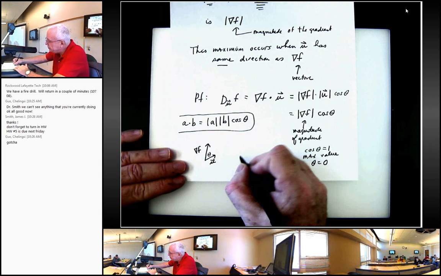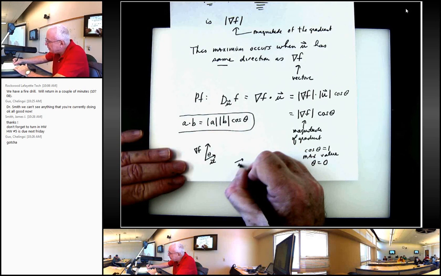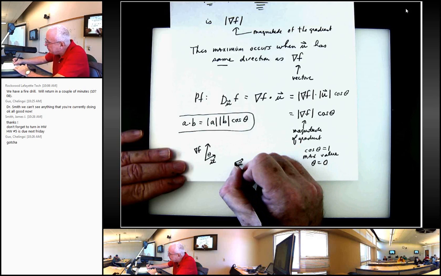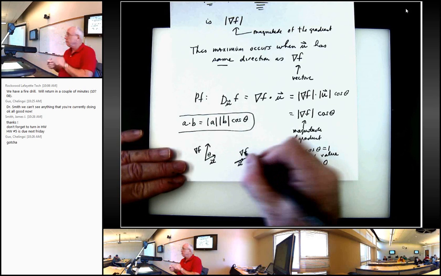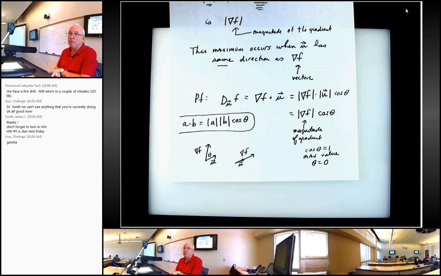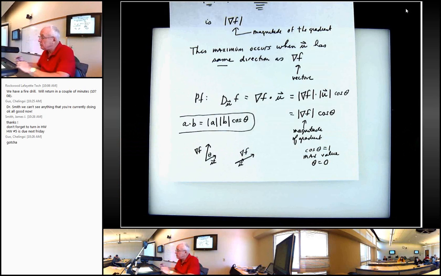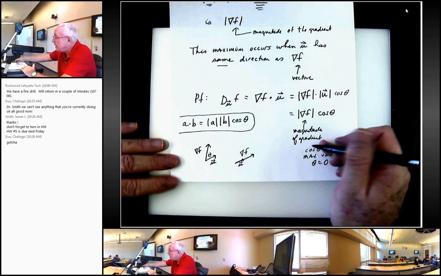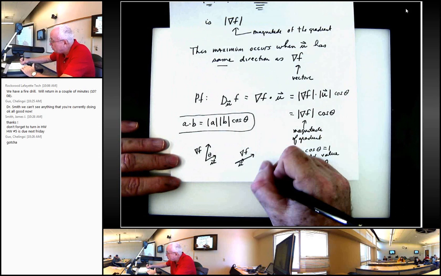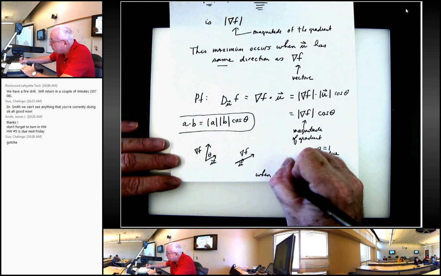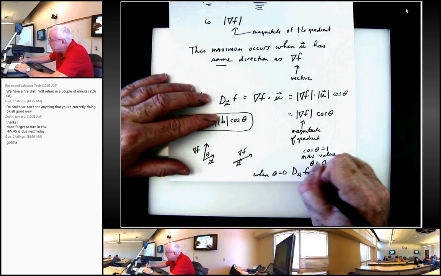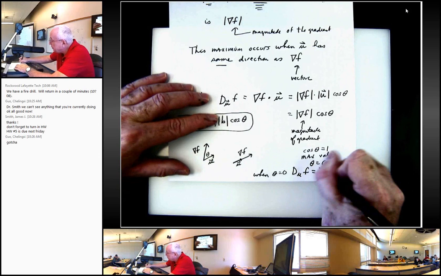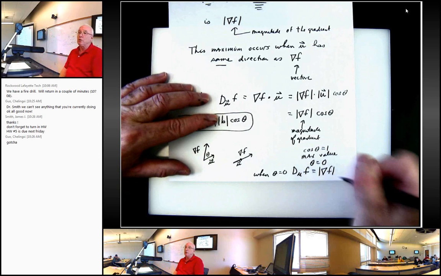which means that these two vectors, our unit vector is going to be right there on the same direction as our gradient. So therefore, the gradient is going to give us our biggest direction, and so when theta equals 0, therefore the directional derivative is going to equal the magnitude of the gradient.